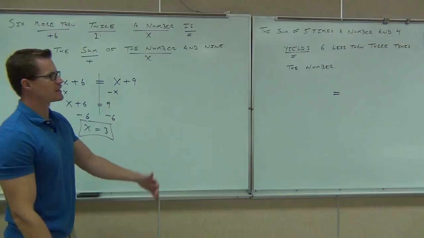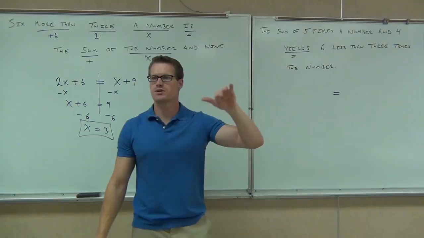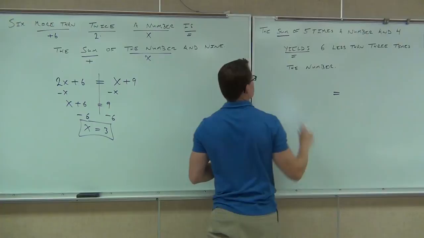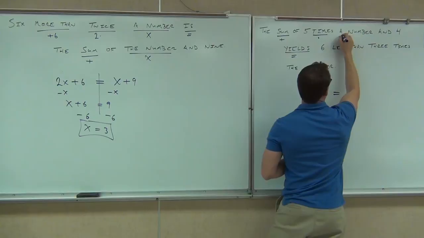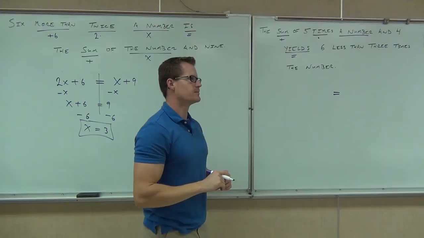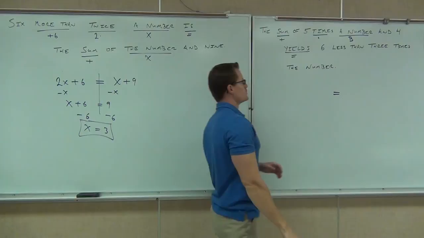The sum of 5 times a number and 4, tell me some words that mean math in that expression. Sum. Sum, of course, means plus. And what else means math? Times. Yeah, times is kind of nice. Times means times. A number? Variable. How about B? B. All right, we can do B.